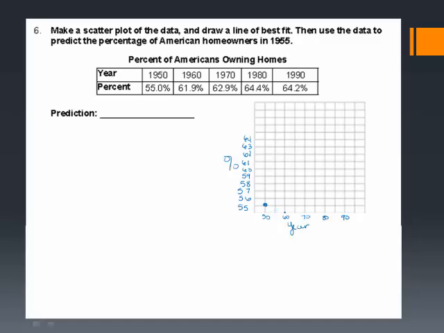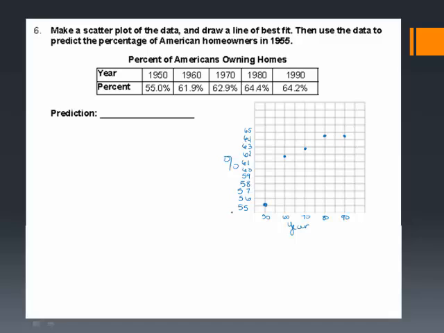In 1960 we were at 61.9%. So here's our line for 61. 0.9 is almost to 62. 1970 is at 62.9, so almost to 63. 1980 is at 64.4, which is almost halfway. And 1990 comes down a little bit. I guess I should have put the 65 up there.